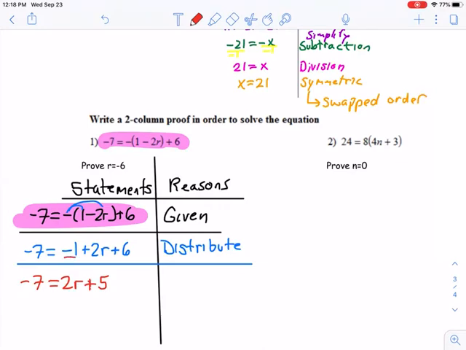So all I did in this step right here just did -1 plus 6 to get +5, and all I did was combine like terms. It was on the same side. Yes, I added 6 to -1, but since it's on the same side, it's combined like terms.